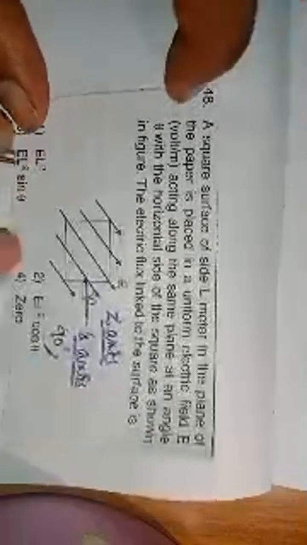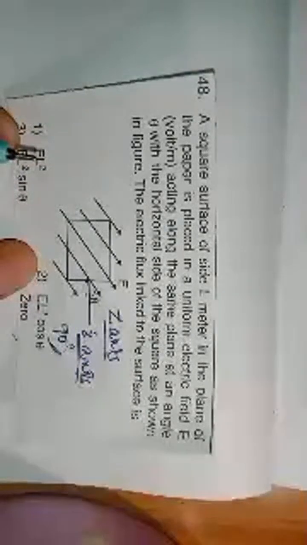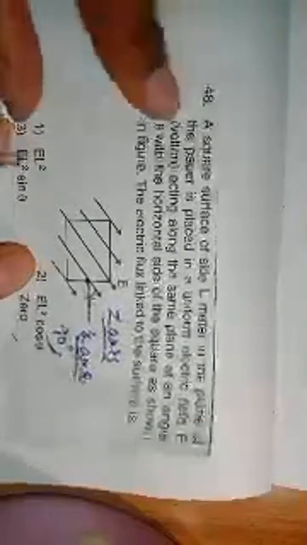And from the basics, the electric flux is given by phi is equal to E A cos theta. You know what cos 90 is? Cos 90 is 0. Cos 90 is 0 means the flux through this entire sheet will be 0. Because it is 90 degrees, cos 90 is 0, so flux will be 0. So the option will be the fourth one.